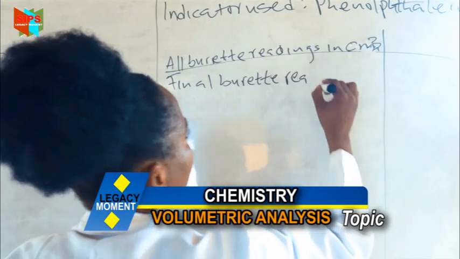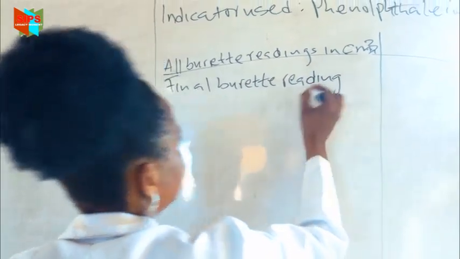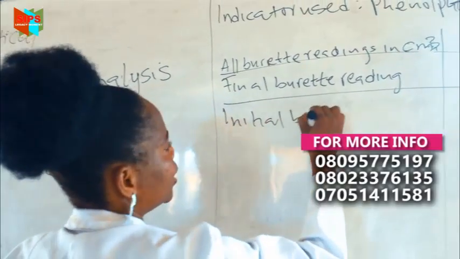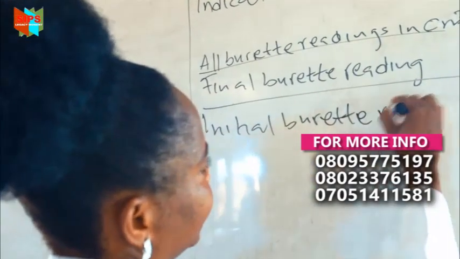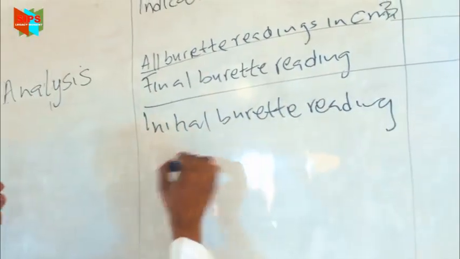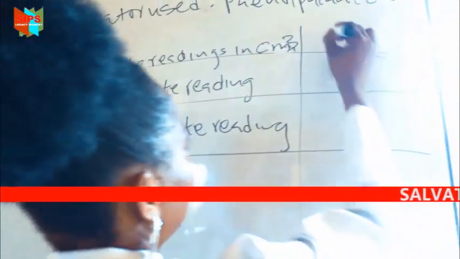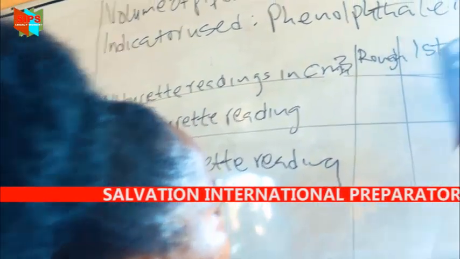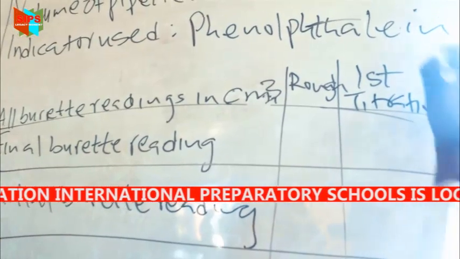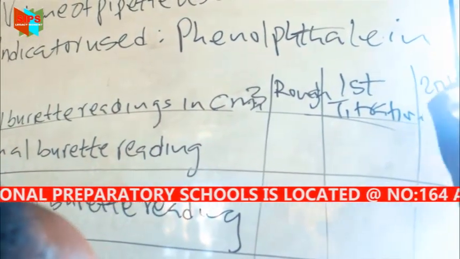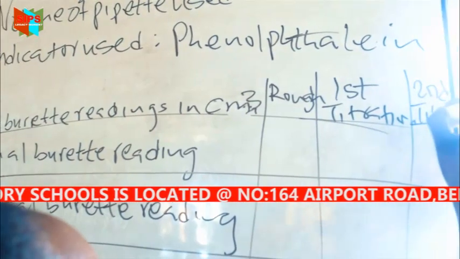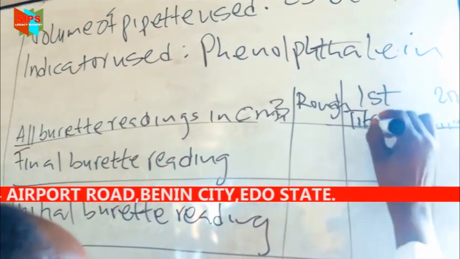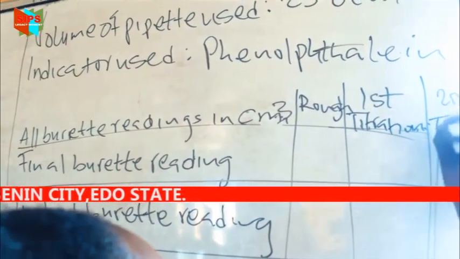Burette reading, the initial burette reading. So we have rough. The first titration is mainly known as rough. Then we have the first titration, and the second titration.